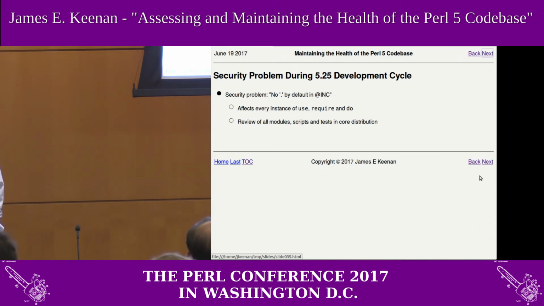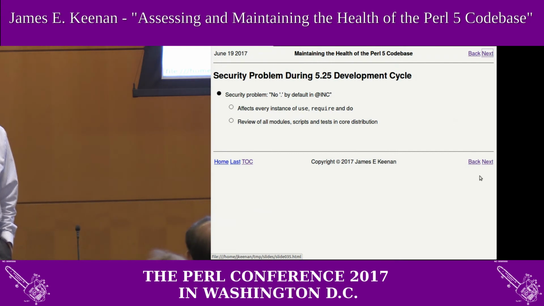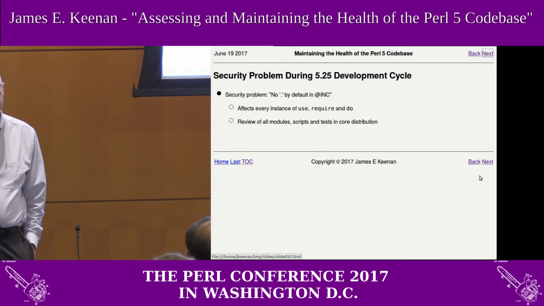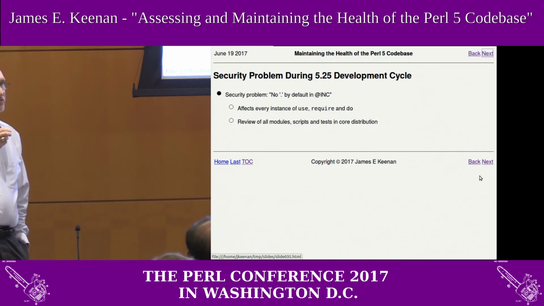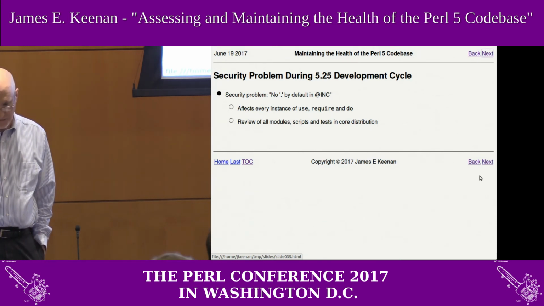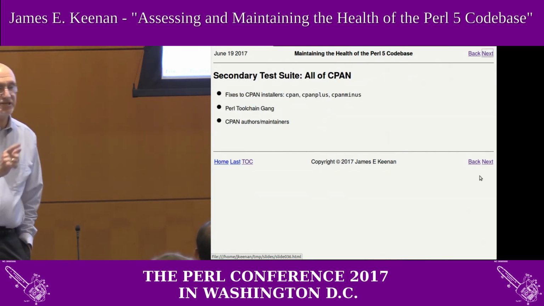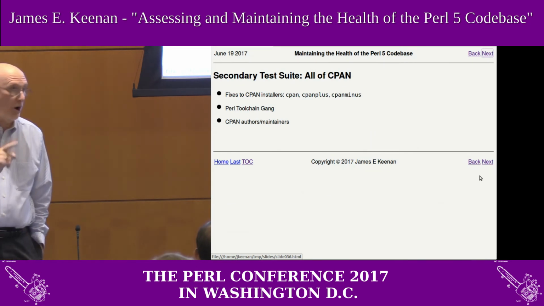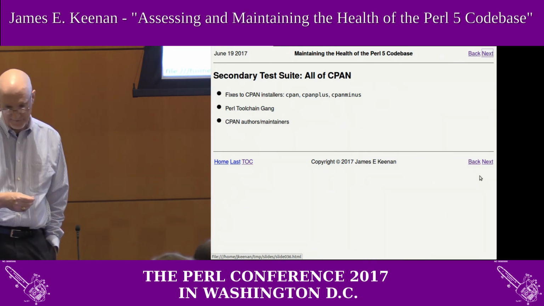Now, some of you may know that in the past year, we had a major security problem in Perl in which we had to change how we handled dot, the current working directory, in @INC. This affects every instance of the use, require, and do built-in functions. We had to do a careful review of all the modules, scripts, and tests in the core distribution. But in addition to that, we tested all or almost all of CPAN to see how well it would perform once we made this change in Perl 5.